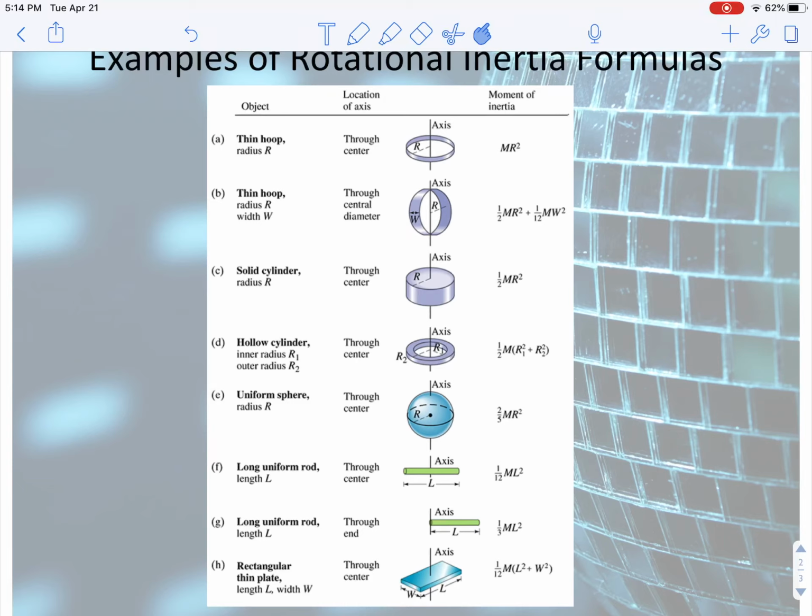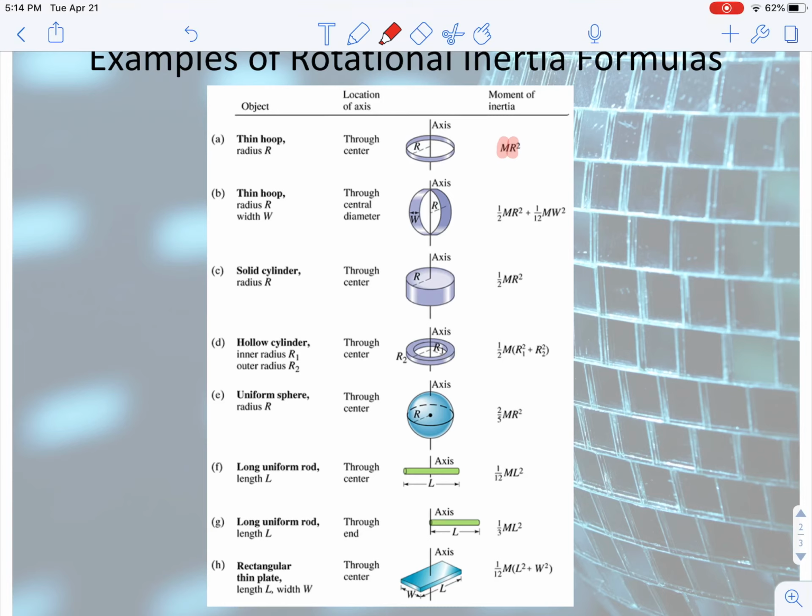So if you look at the column on the right, you just see, okay, well, if they give you a problem where there's a thin hoop and you somehow have to calculate the rotational inertia or moment of inertia of the thin hoop, you're just going to take the mass of that hoop and multiply by the radius squared of the hoop. All right, you're going to keep it in standard units, kilograms and meters.